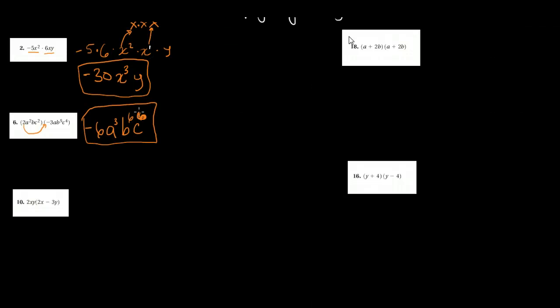So that's multiplying monomials. We use one of our exponent rules here, our product rule for exponents: when we have the same base and different exponents, all we will do is keep the base and add the exponents. That's the rule we applied to get to the x cubed there, and to get to the a cubed, b to the sixth, c to the sixth there.